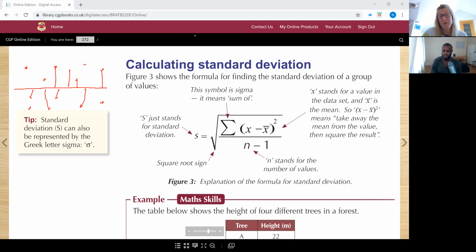In biology, it's important students understand the difference between standard deviation and range. Standard deviation therefore takes into account all the data points, not just extremes like the range.